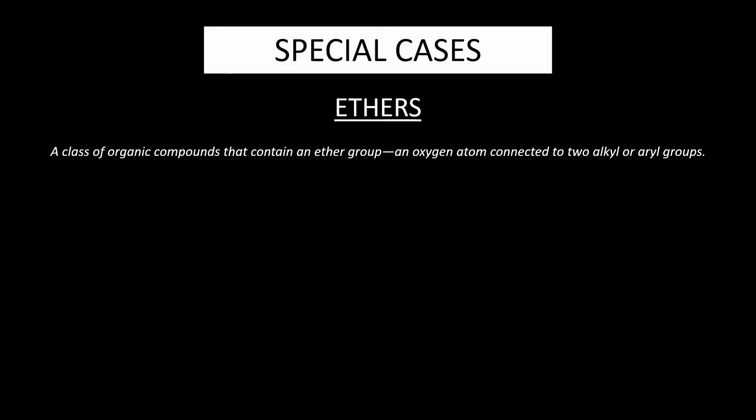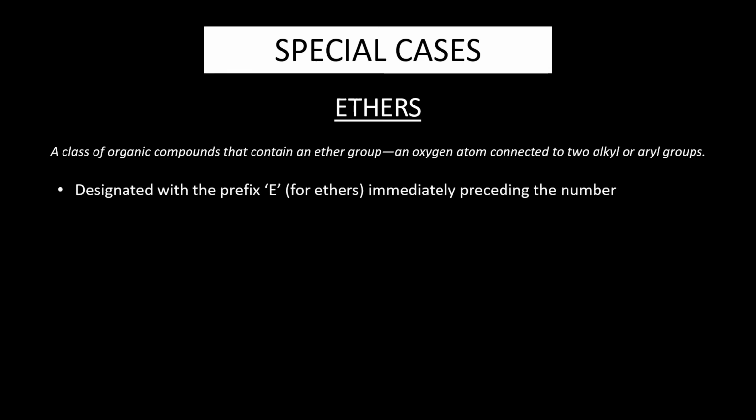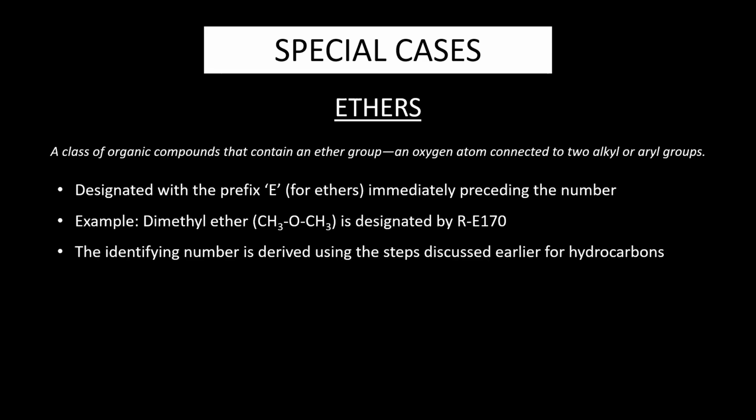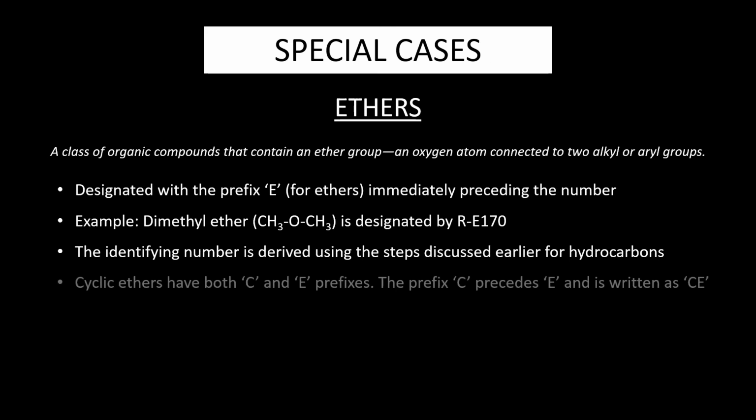Ethers are a class of organic compounds that contain an ether group, that is, an oxygen atom connected to two alkyl or aryl groups. These are designated with the prefix E for ethers, immediately preceding the number. Let us see an example of dimethyl ether, which is designated as RE170. The identifying number is derived using the steps discussed earlier for hydrocarbons. Cyclic ethers have both C and E prefixes. The prefix C precedes E and is written as CE.